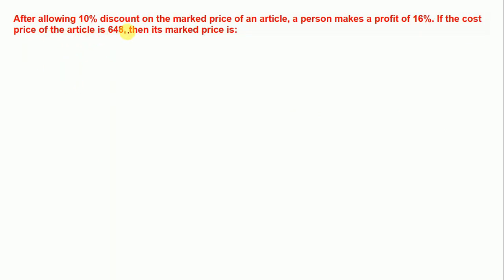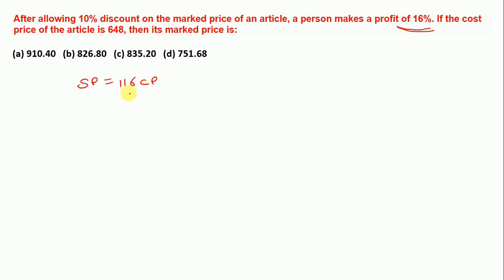Allowing 10% discount on the market price of an article, a person makes a profit of 16%. If the cost price of the article is 648, then its market price is. These are your options. So this question may seem difficult to you, but this is in fact a very simple question. First of all, he is making 16% profit. So SP will be equal to 116% of CP. So simply divide by 100 and multiply by 116.